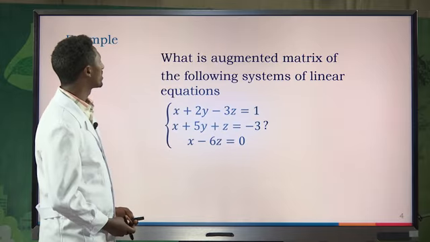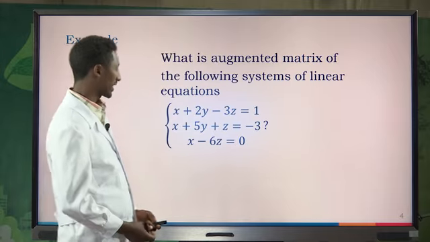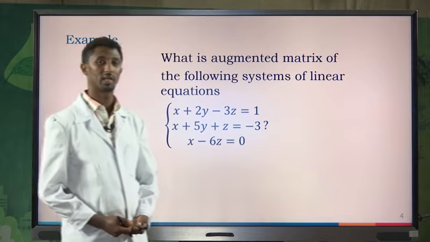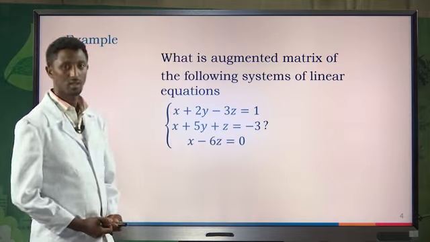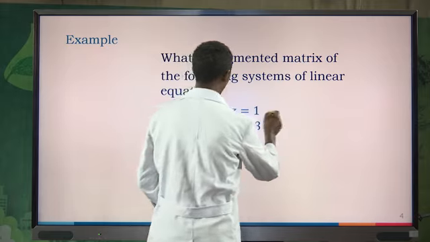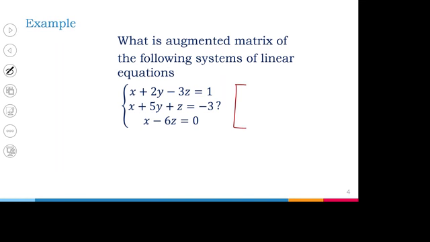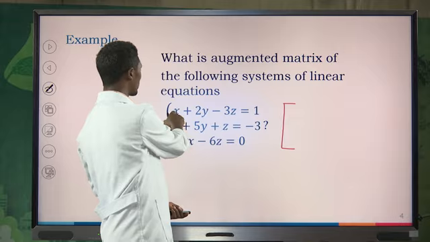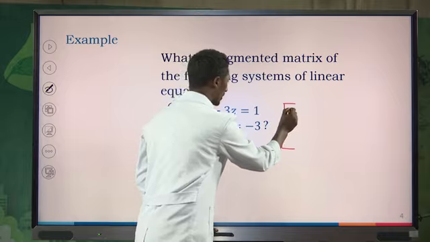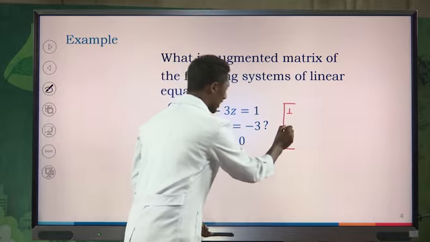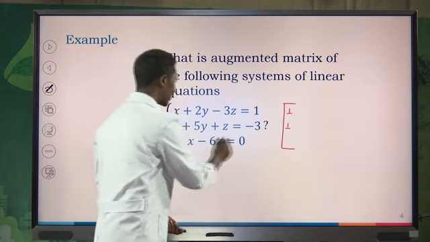So what is the augmented matrix of the following system of linear equations? The augmented matrix is a matrix obtained from the coefficient matrix and a column matrix B. So what is the coefficient matrix? What are the coefficients of x for the first equation? It's 1. And the coefficient of x for the next is also 1. Coefficient of x, it's 1.